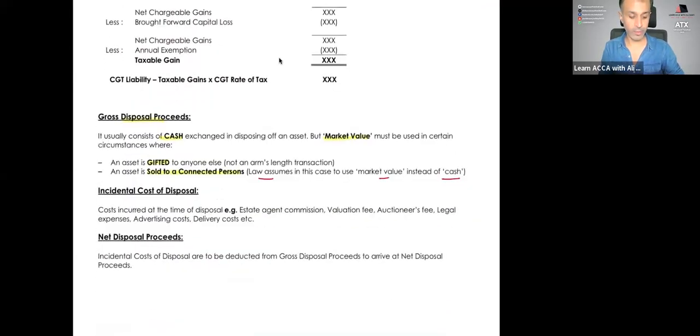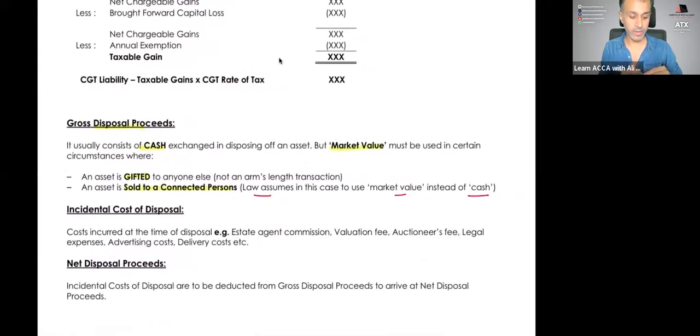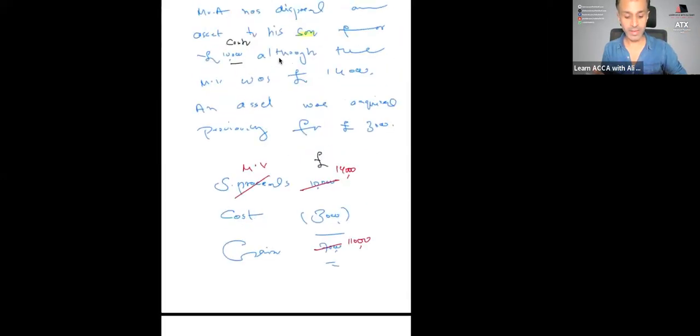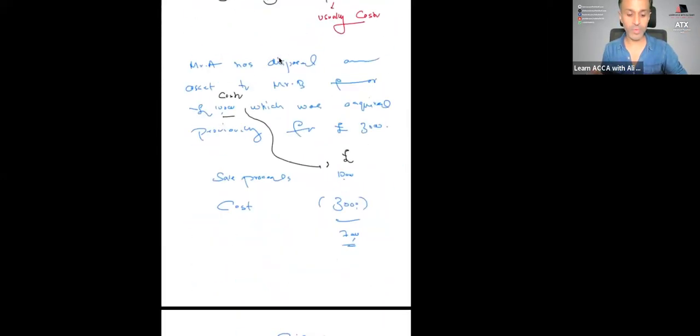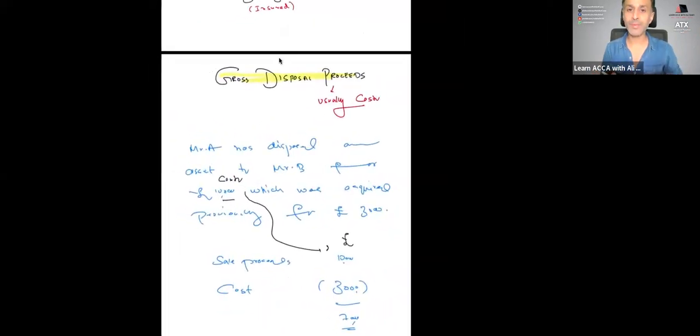That is the whole section of usually takes cash, but exceptionally when an asset is gifted, market value has to be used, or when the asset is sold to a connected party, market value has to be used. And the illustrations on all of those three possibilities I had been able to give.